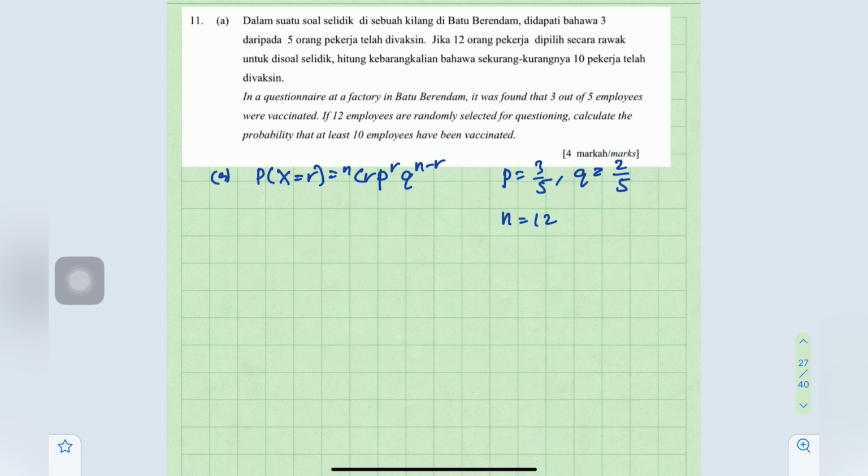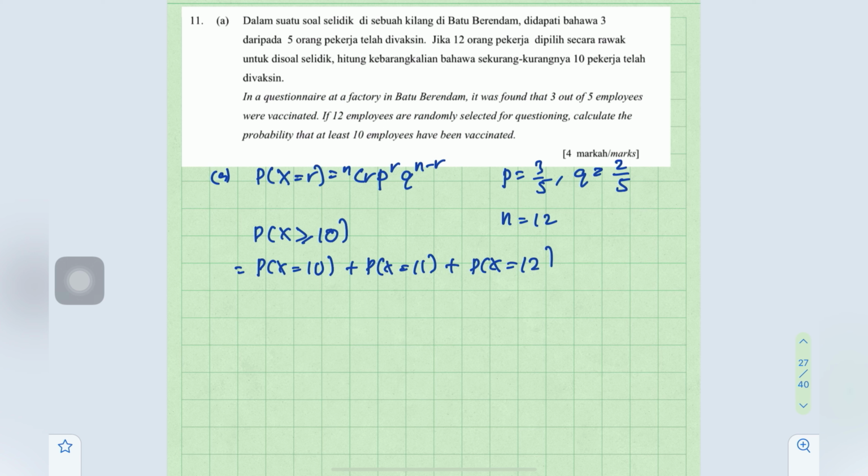Okay, dia nak calculate at least 10. So probability at least 10. So X more than or equal to 10. So meaning that probability X equals to 10, probability X equals to 11 and probability X equals to 12. Kita masukkanlah one by one.